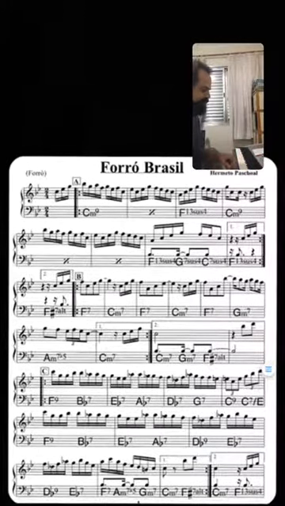For example, if you play without accentuation, or just play more in piano, but look how this melody got swung when we play.